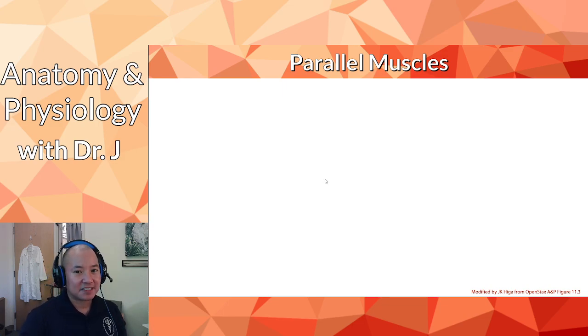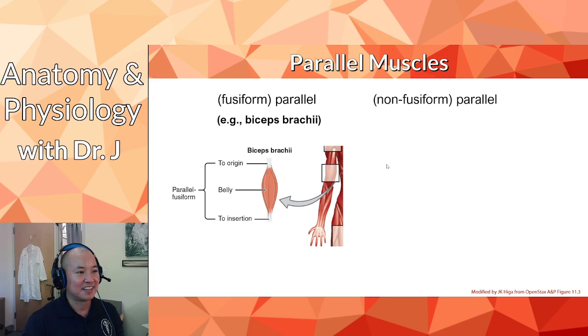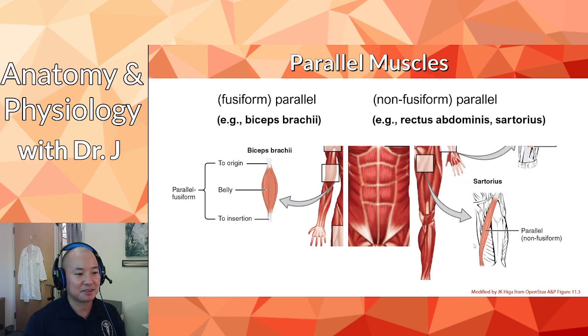All right, so parallel muscles. Back to ninth grade geometry. What does parallel mean? Well, if you have two lines or rays, two straight things, and they go on and never cross, those are parallel. So in terms of parallel muscles, we have the fusiform, like the biceps brachii, and you also have other types called non-fusiform parallel, and these include your ab muscles, the rectus abdominis, and the sartorius, which wraps across the front of your leg, anterior, over here.